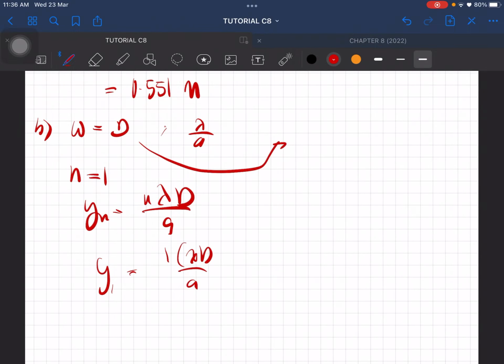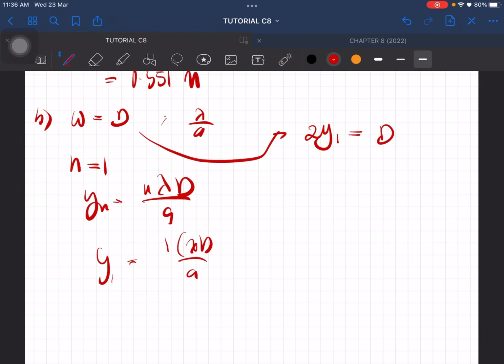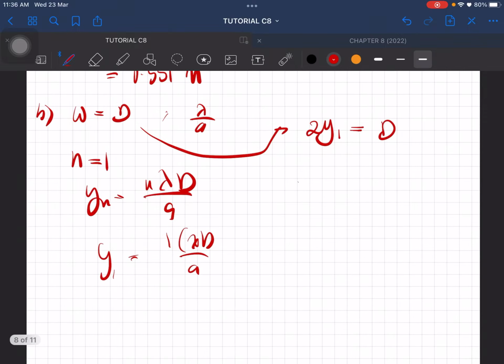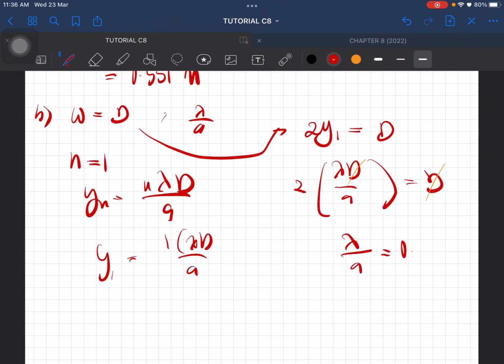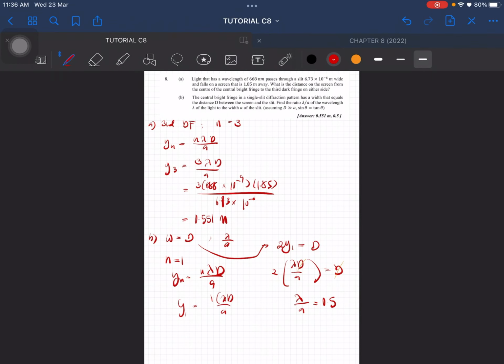We know that the width is also equal to twice the separation of a minimum from the central maximum. So this would equal the distance between the screen and the slit. So you should get lambda D over a equal to D. If you rearrange this, you get the ratio, and you should get 0.5 as the answer. All right, so that is the solution for question number 8.